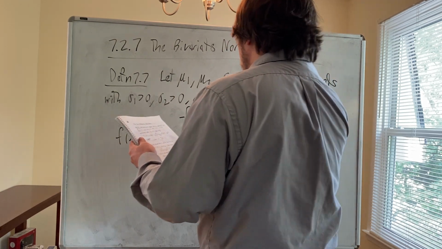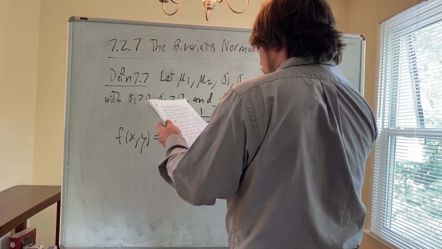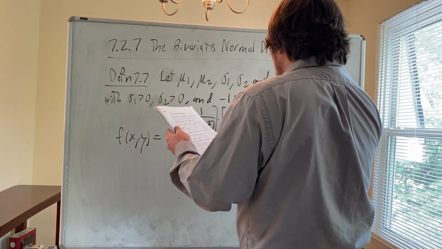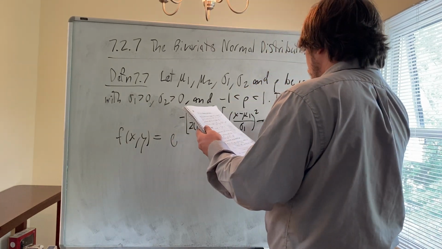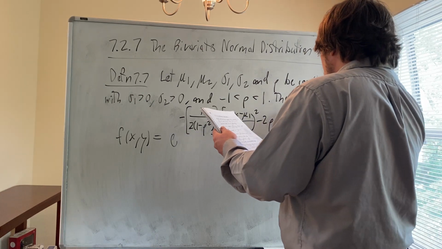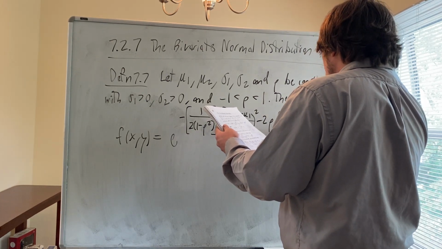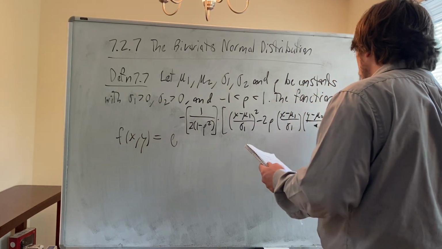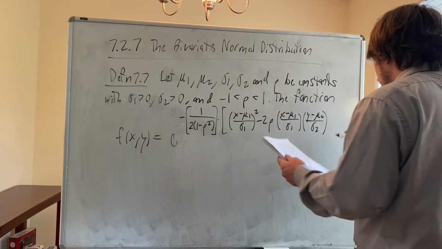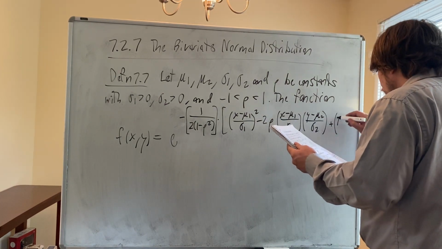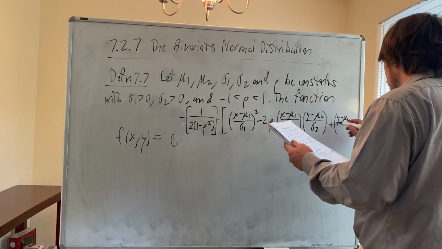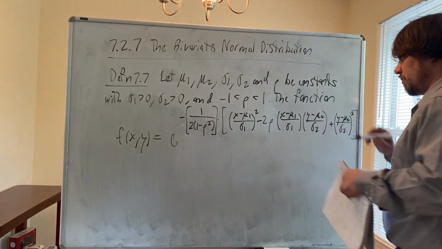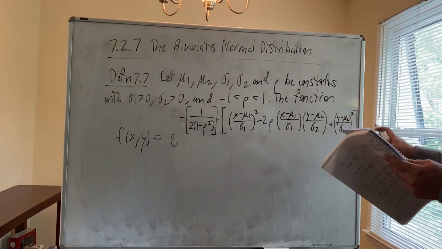Times e raised to the negative product of these things, times x minus mu1 over sigma 1, that whole thing squared, minus 2p times x minus mu1 over sigma 1 times y minus mu2 over sigma 2, plus y minus mu2 over sigma 2, that fraction squared. End of bracket. e raised to the negative of that product.